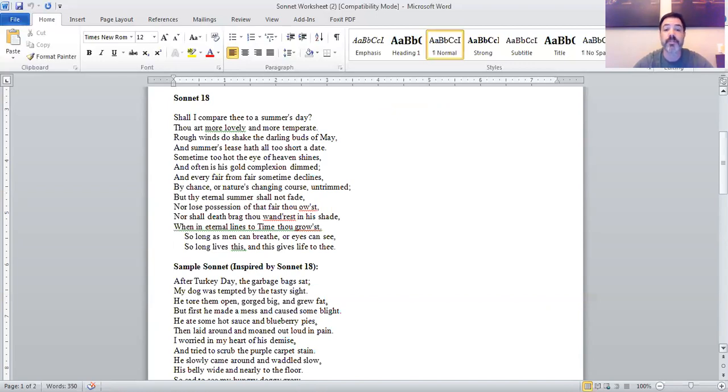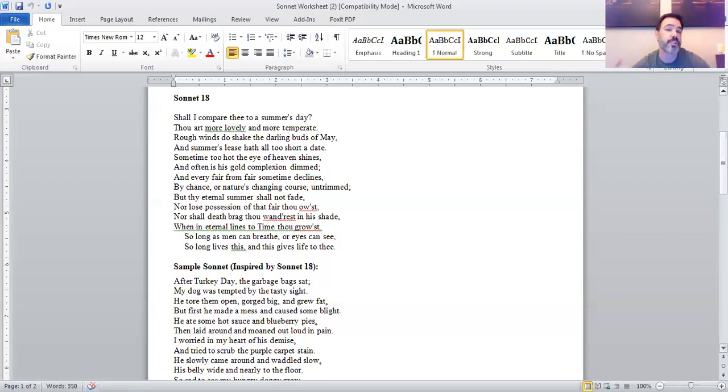"And every fair from fair sometime declines, by chance or nature's changing course untrimmed." The word fair means beauty. Every fair from fair sometime declines, meaning it doesn't matter how beautiful you are, it declines, it goes away. How does it go away? By chance. What does that mean? Oh, you got into a freak accident, your face got mauled, you're not pretty anymore. Or by nature's changing course untrimmed, simply by the passage of time. If you were beautiful when you were 20, you might not seem as beautiful when you're 85. That's just the way life is. That's just how it works.